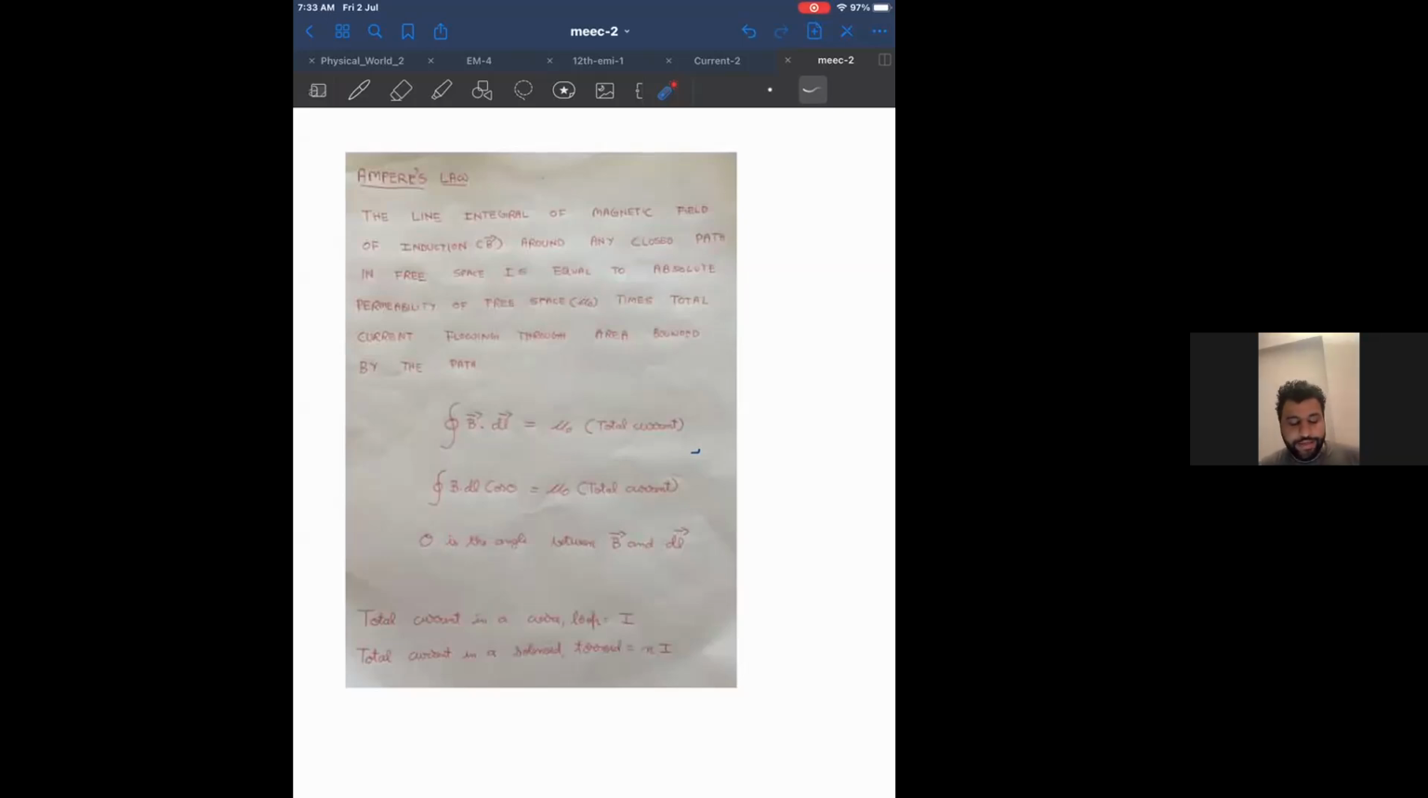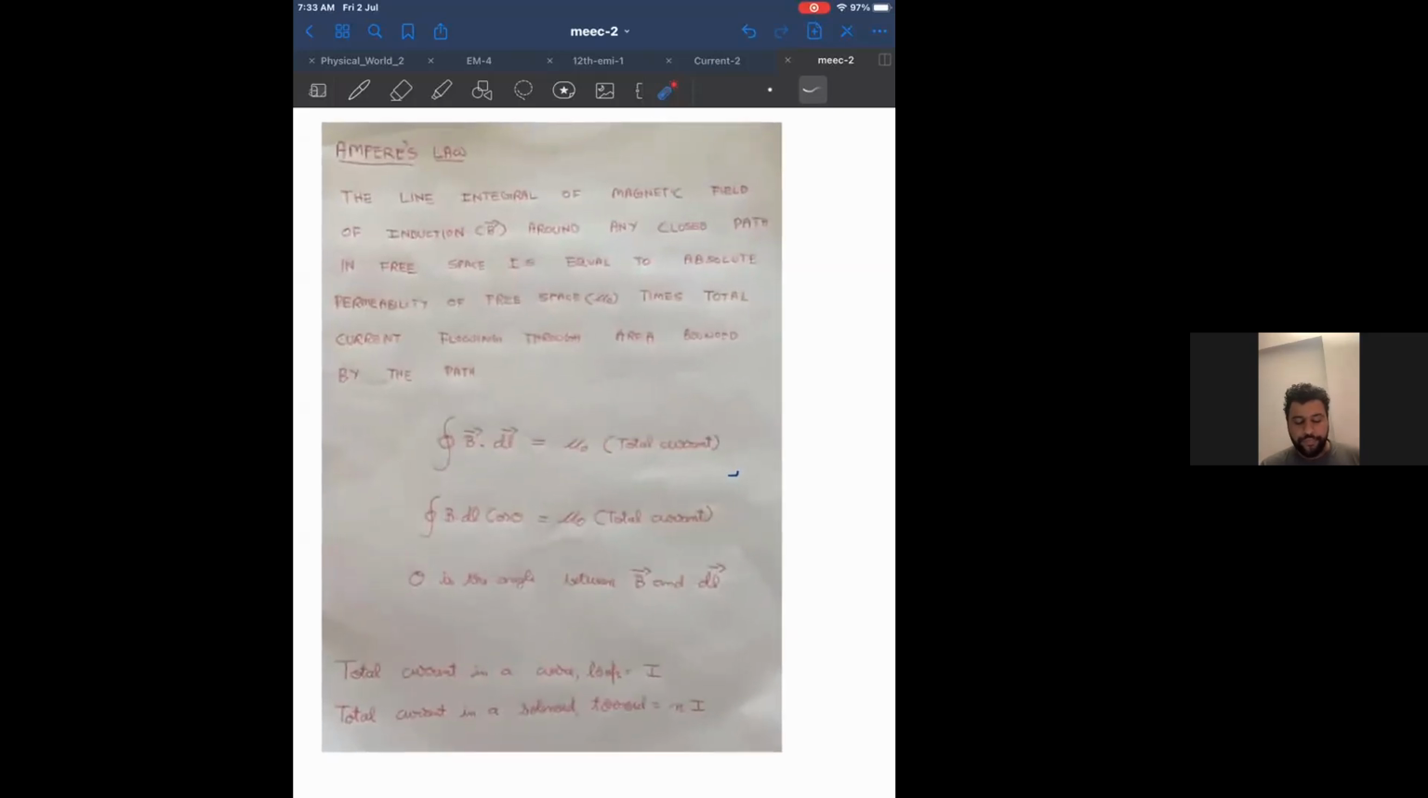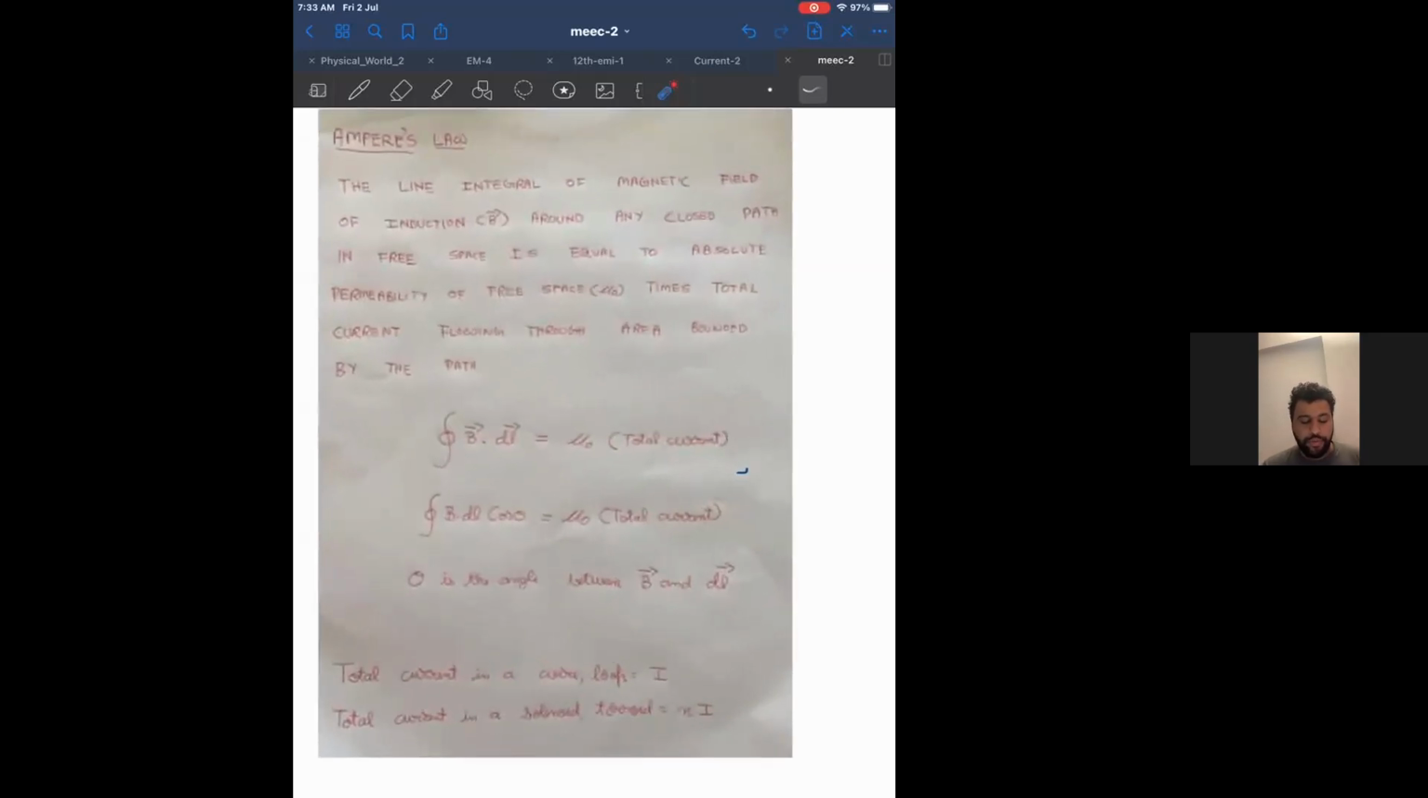The fifth line is total current flowing through the area bounded by the path.